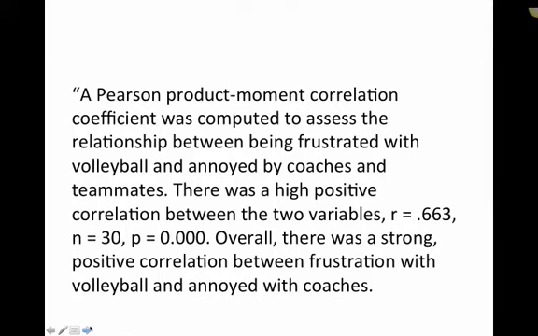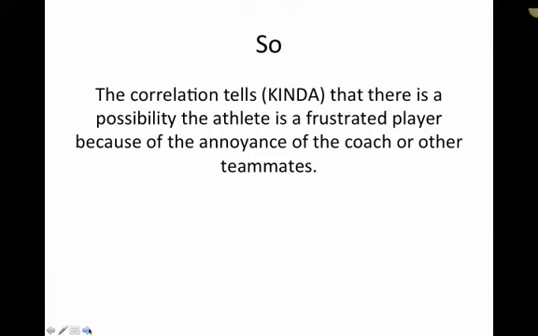What does that mean? Real simple. The correlation is not certain, but there is a possibility the athlete is a frustrated player because of the annoyance of the coach or other teammates. So what you want to do is take two of them together, pick a number on the positive correlation side, write it up like it was on the other page, and then make a determination that will answer your central research question. Thank you.